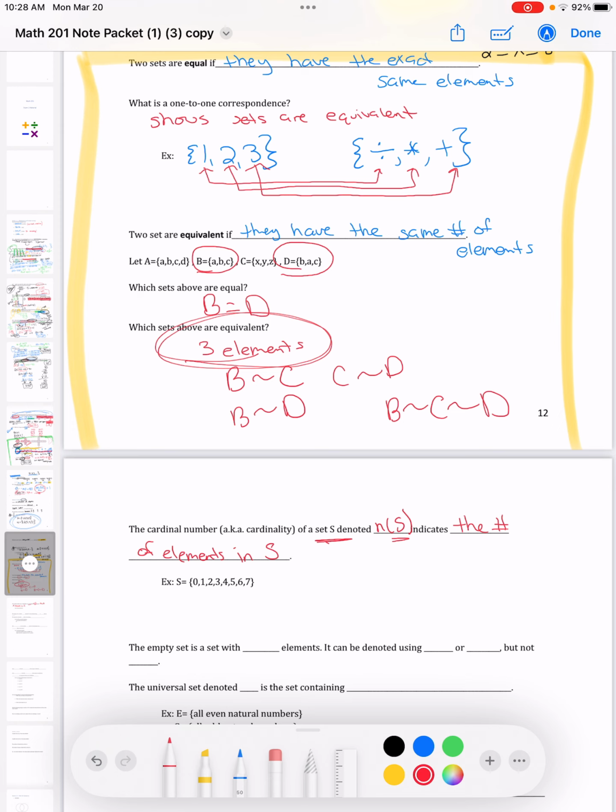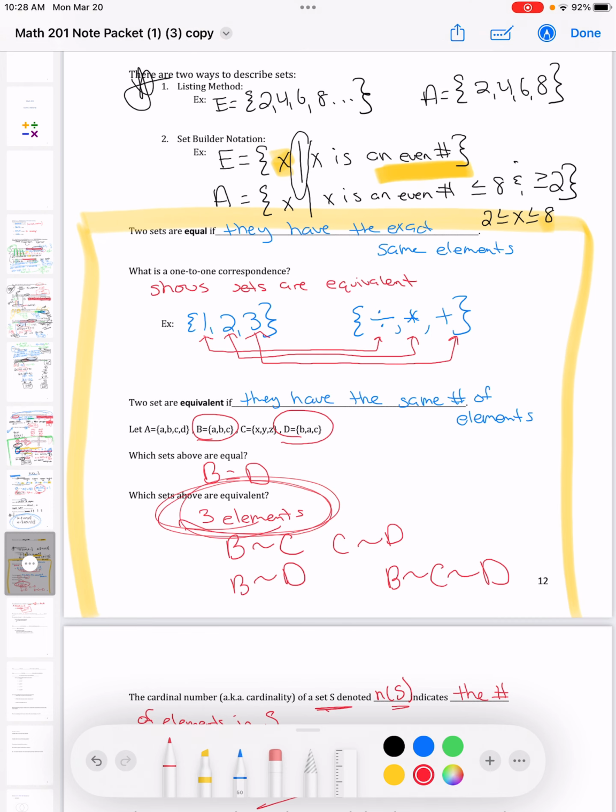So I've got an example down here below. We would just count up how many things we see in that set. So there's 1, 2, 3, 4, 5, 6, 7, 8. So the cardinality of S is 8. And our cardinality for our sets up here was 3.